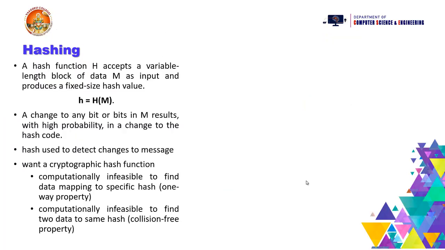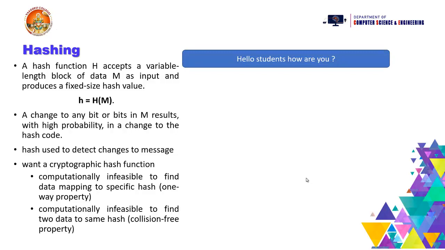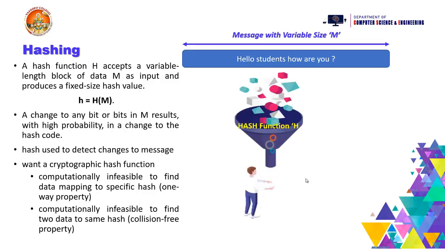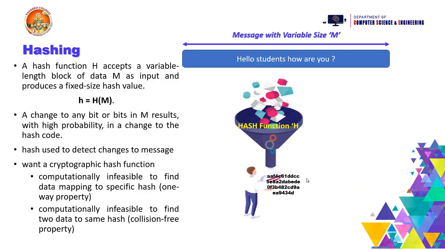Hashing. A hash is a mathematical function that is represented with h, and the hash function accepts a variable length block of data m as an input and produces a fixed size hash value as an output. Suppose h is a hash function. If we input the message to the hash function, it will produce a hash or message digest, represented as h of m. Assume this is our message block with variable size m. This message will be supplied to hash function h and it will produce a fixed size hash output.